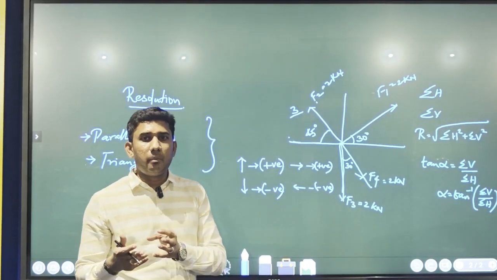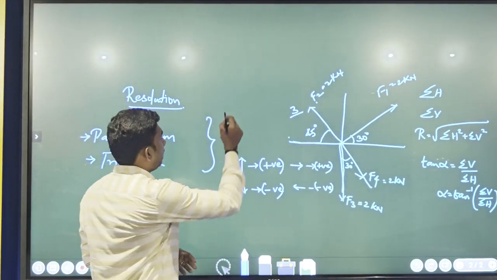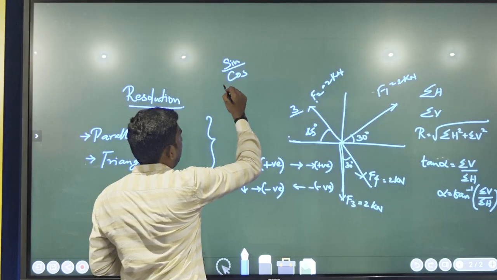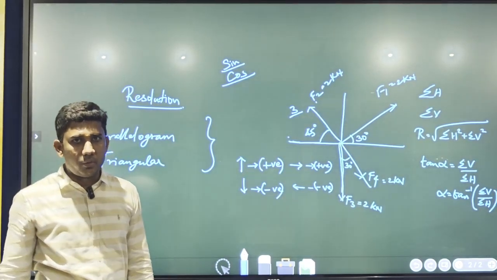Next, moving on to the role of trigonometric functions in finding the resultant force. I involve two trigonometric functions: one is sine, another one is cos. So what am I going to do with sine and cos over here?